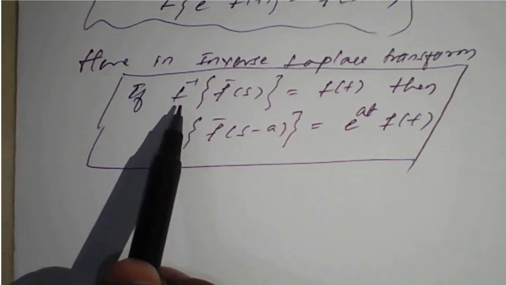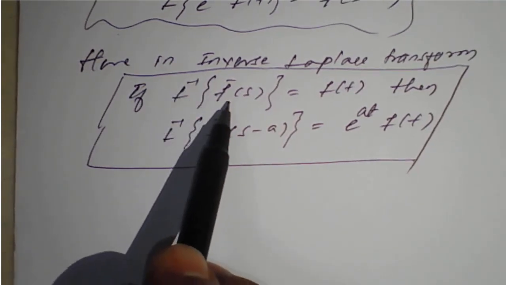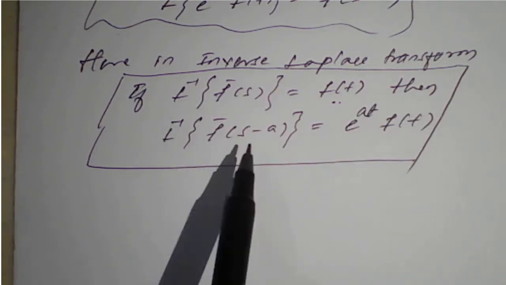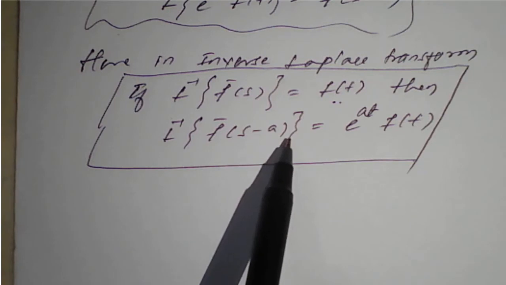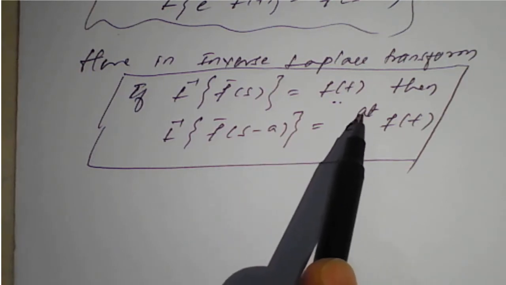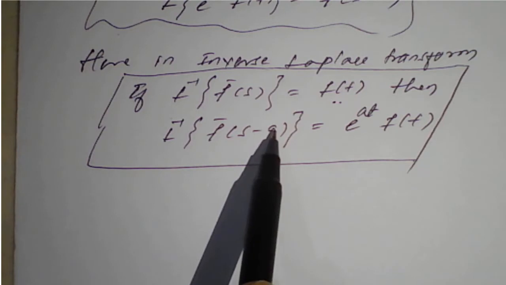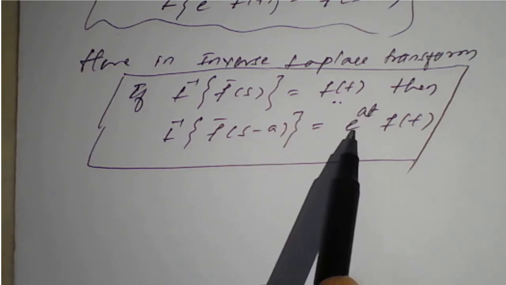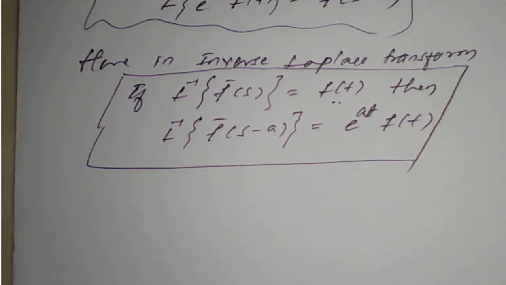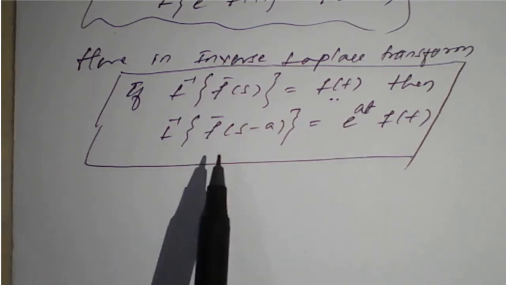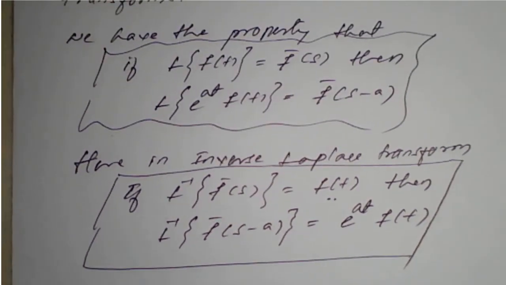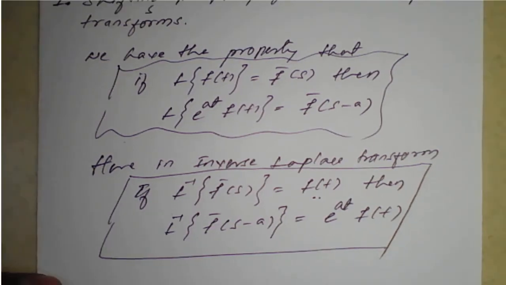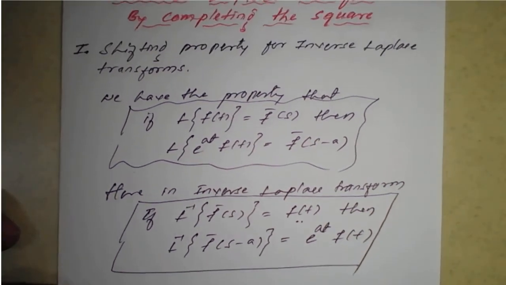So if L inverse of f dash of s is equal to f of t, this is the definition, then L inverse of f dash of s minus a is nothing but e raised to at into f of t. If it is s minus a, it will become e raised to at. If s plus a, it will become e raised to minus at. So you have to remember here, and for this we need to apply one of the important properties of Laplace transform and inverse Laplace transform examples.